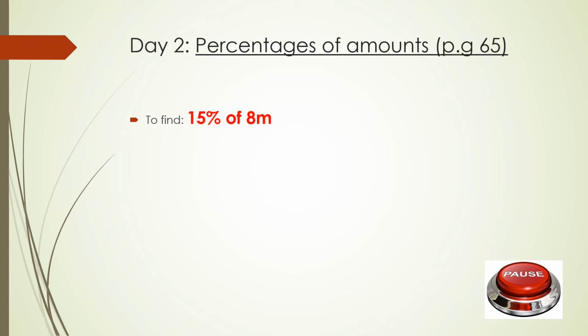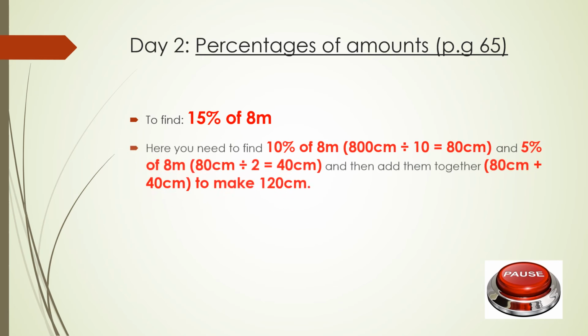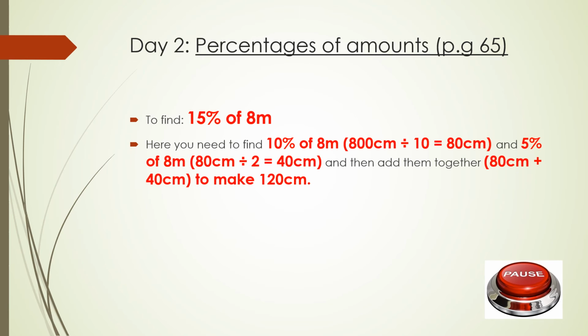To find 15% of 8 meters. Here you need to find 10% of 8 meters. Now we know that 8 meters is the same as 800 centimeters. So 800 centimeters divided by 10 equals 80 centimeters, and 5% of 8 meters is 80 centimeters divided by 2, which is 40 centimeters. And then add them together. So 80 centimeters plus 40 centimeters makes 120 centimeters. I hope you got that.